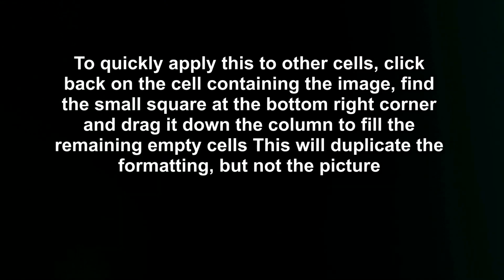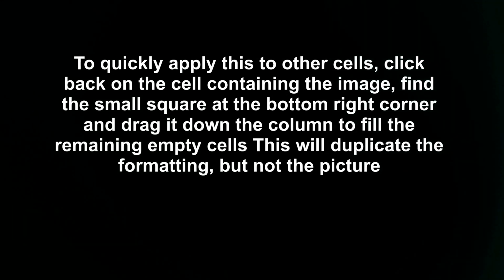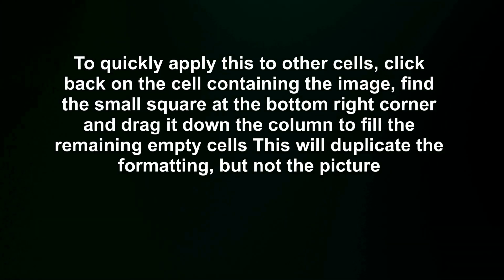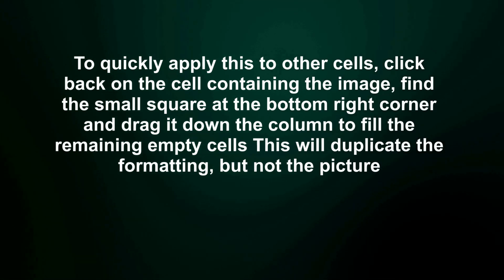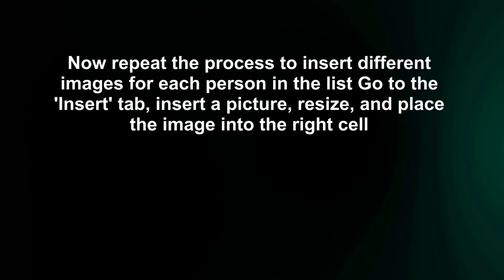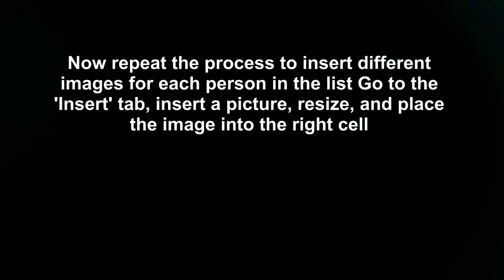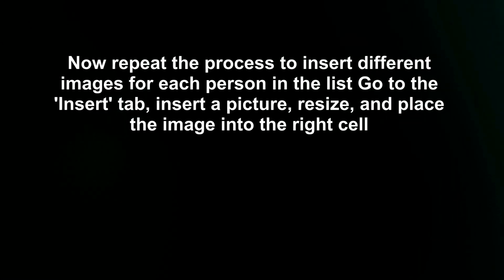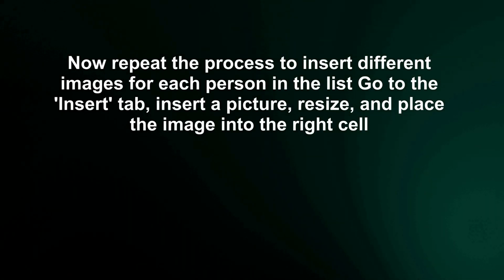To quickly apply this to other cells, click back on the cell containing the image, find the small square at the bottom right corner and drag it down the column to fill the remaining empty cells. This will duplicate the formatting, but not the picture. Now repeat the process to insert different images for each person in the list. Go to the Insert tab, insert a picture, resize, and place the image into the right cell.